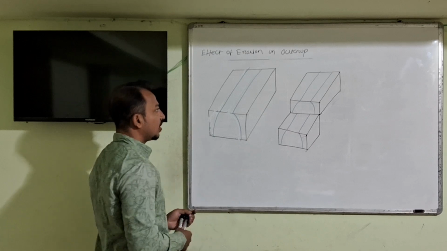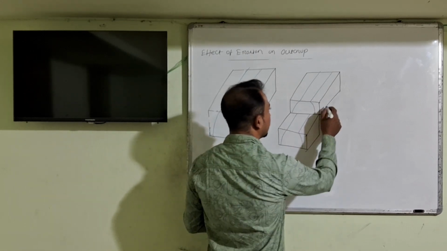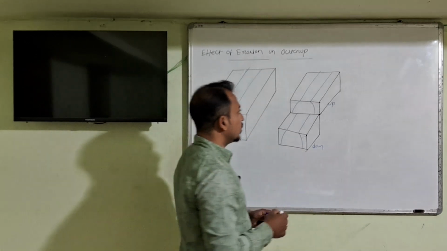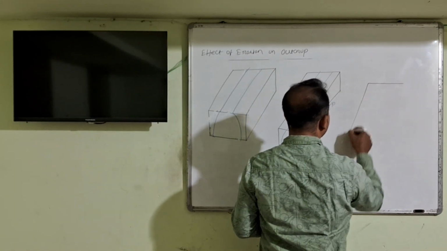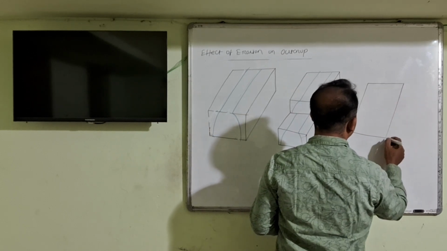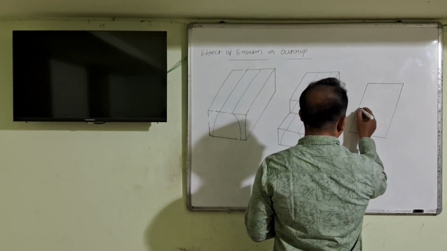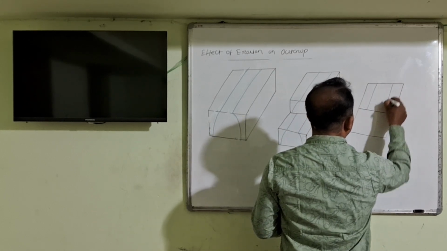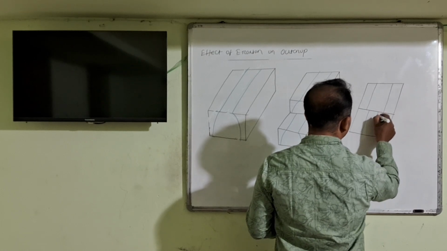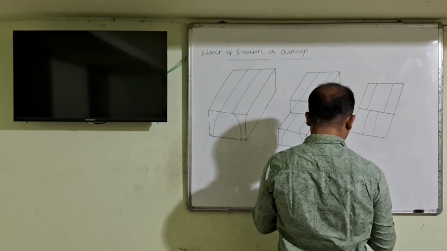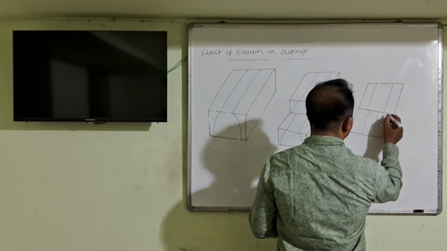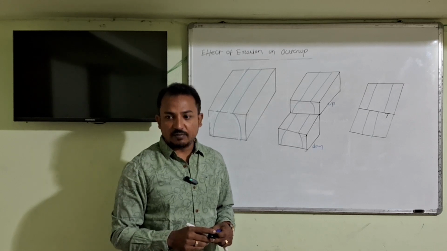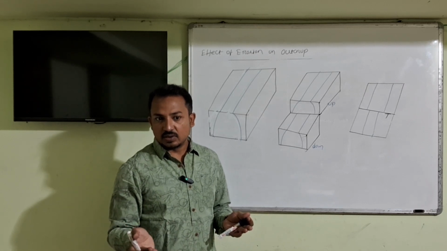So this is our antiform, and it undergoes faulting. This is our upthrown block, and this is our downthrown block. Now the upthrown block will undergo erosion. Then what will happen? After erosion, the upthrown block outcrop will broaden, or the spacing of the outcrop on the upthrown side will increase.